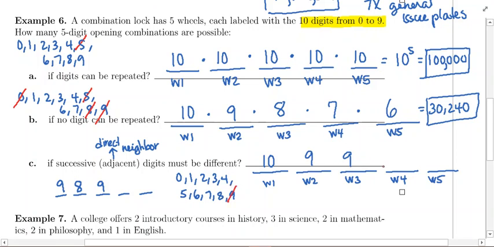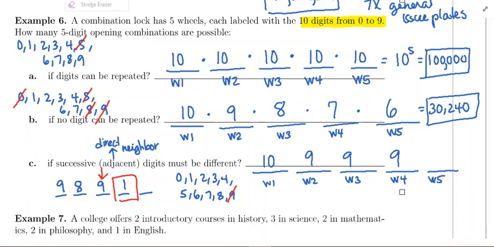So for wheel number 4, in this position, I cannot have the same thing as the neighbor. So for wheel number 4 right here, it can't be a 9. So I'm scratching out the 9. It can be any of the other digits, so it can be anything from 0 to 8. If you count that up, that's 9 numbers to choose from again. All right, let's say I pick a 1 for wheel number 4.